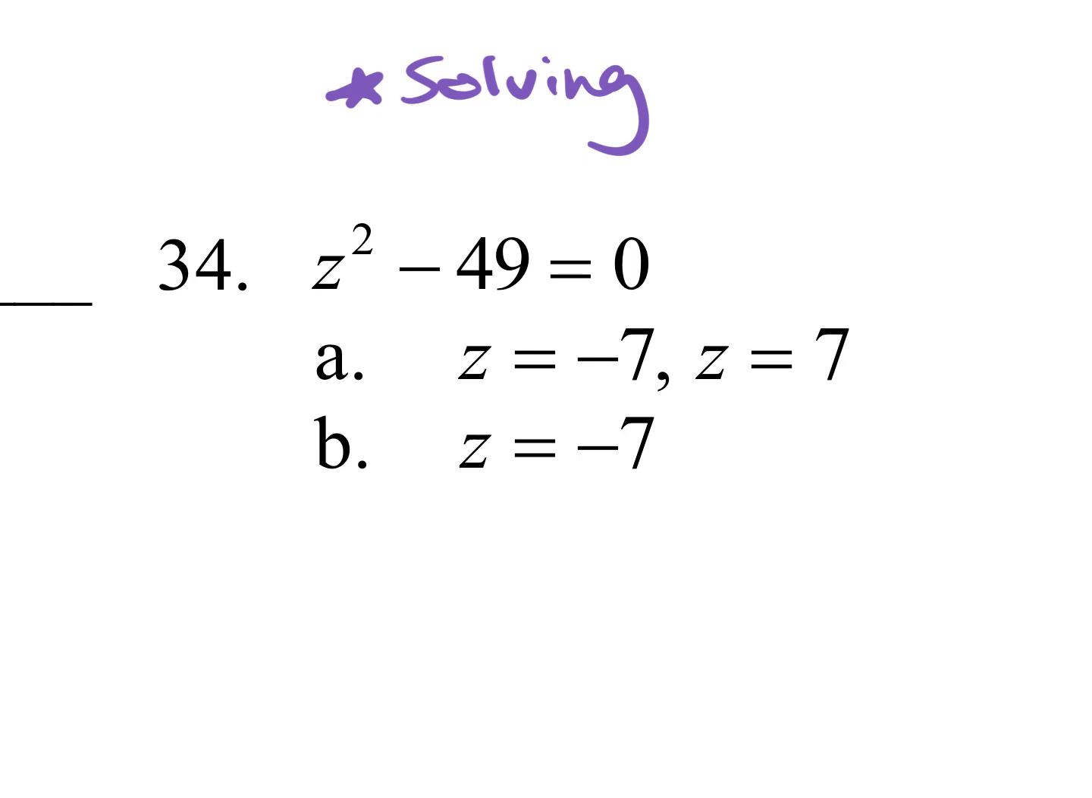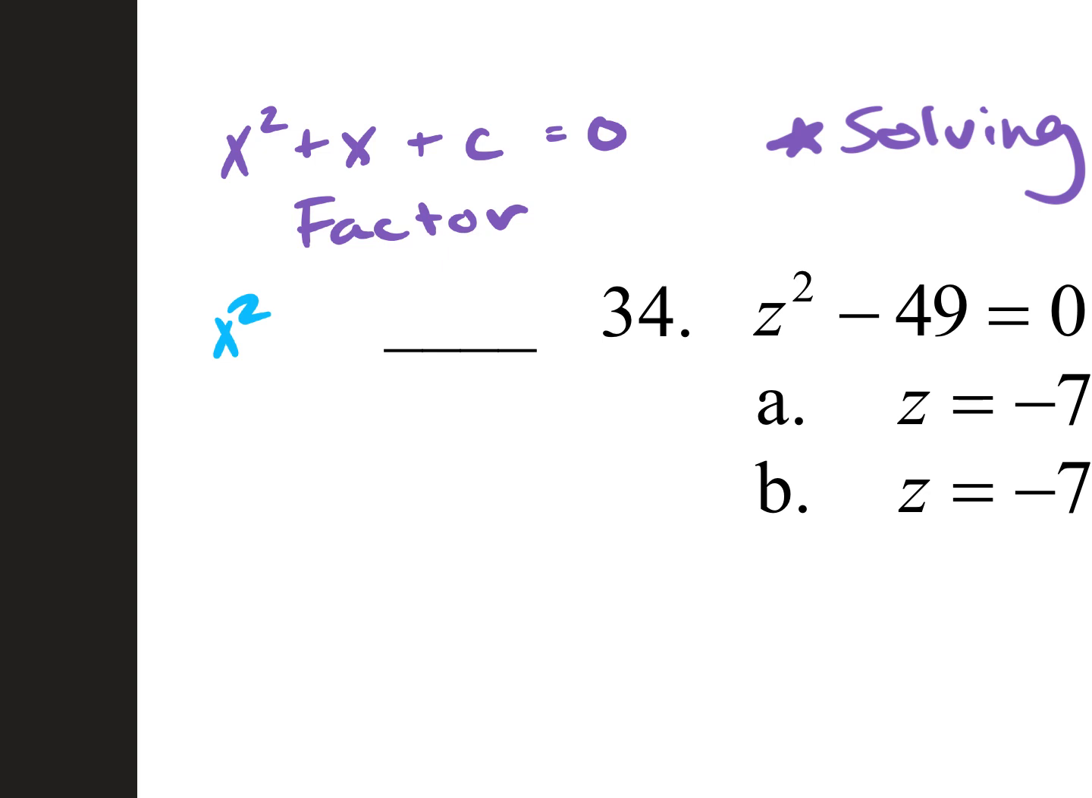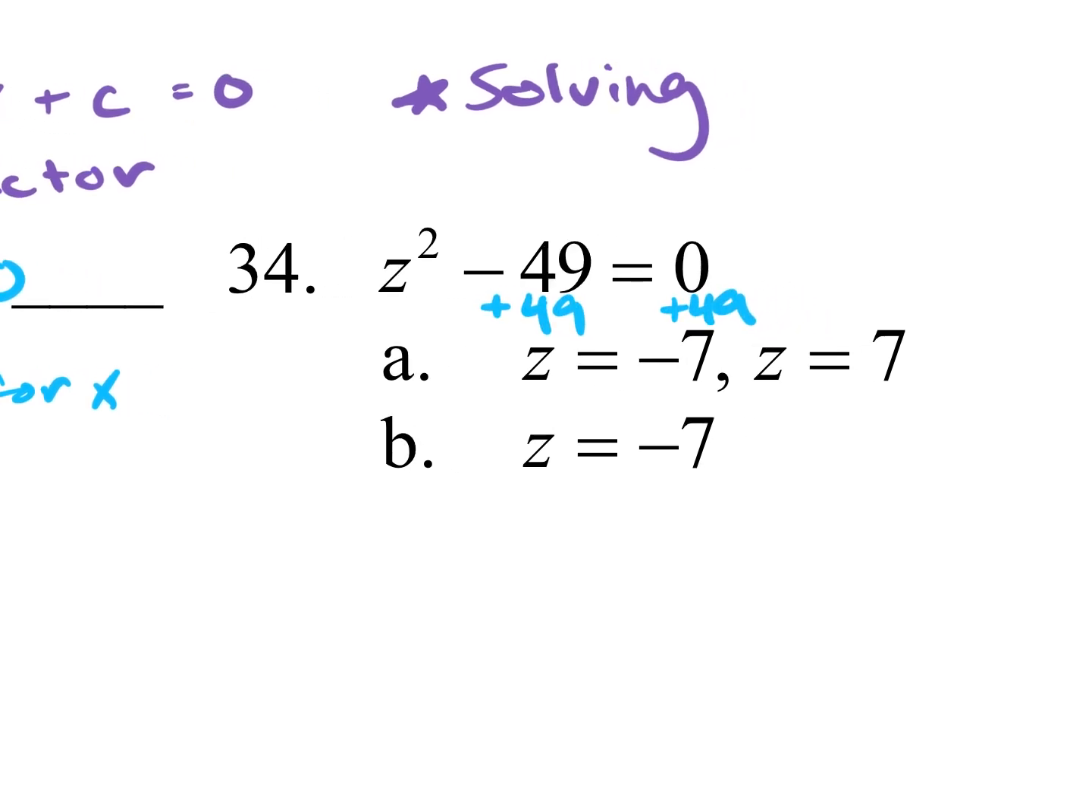How would I solve this? What could I do first? So if I have an x squared and an x and a number, here you would want to factor. But if we just have an x squared and a number that's equal to 0, if we don't have that solo x there, we want to get the x all by itself. So just solve for x. So how can I get that z here all by itself? Add the 49. So our goal is to get the z all by itself.